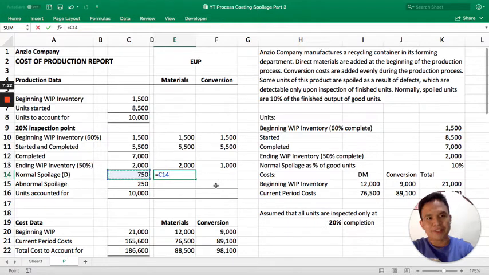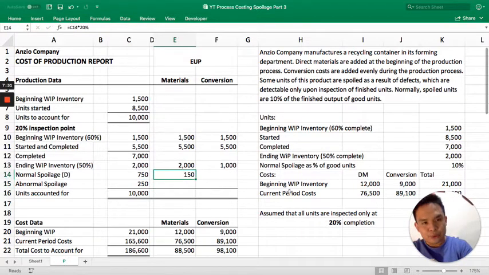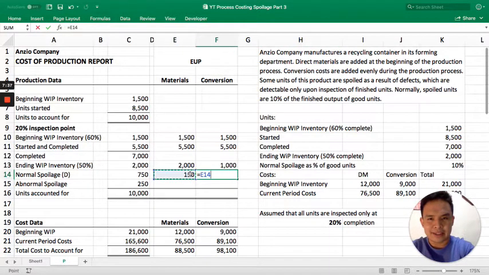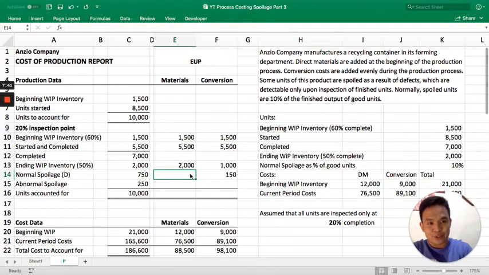So, the 750 units of normal spoilage was discovered at 20% completion. So, that means they were 20% complete. Hanggang doon lang. Siyempre, hindi mo na itutuloy. Nalaman mo na nasira. So, it's only at 20% completion, corresponding to the inspection point. That's of course as to conversion. As to materials, even if you discovered it at 20%, kompleto na yun eh. So, talagang 750 yun. Pero as to conversion, 20% effort pa lang nalagay mo.